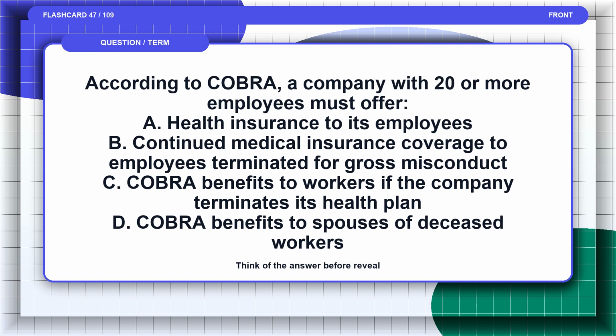Flashcard 47. According to COBRA, a company with 20 or more employees must offer A. health insurance to its employees, B. continued medical insurance coverage to employees terminated for gross misconduct, C. COBRA benefits to workers if the company terminates its health plan, D. COBRA benefits to spouses of deceased workers. Pause and think of the answer before the reveal.